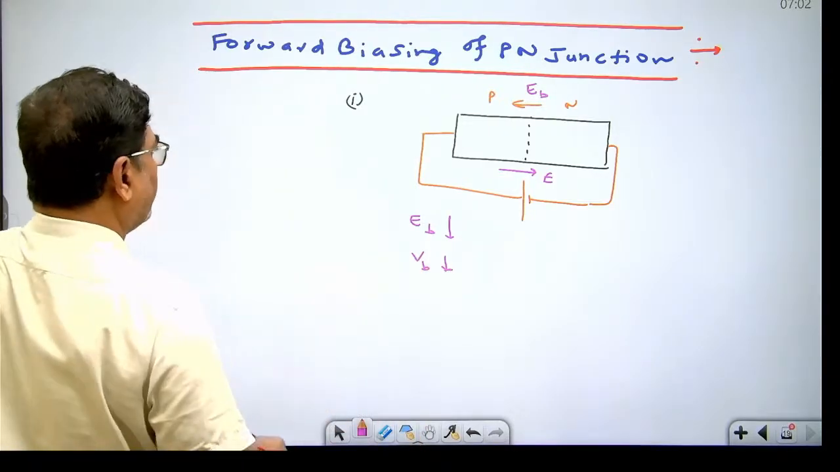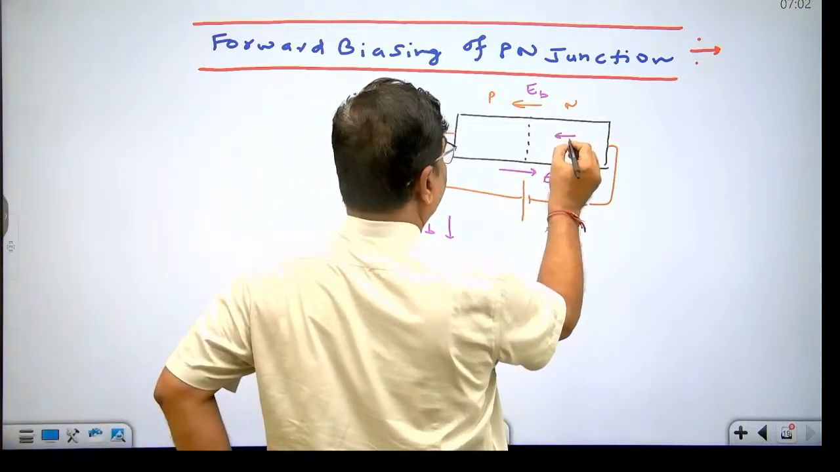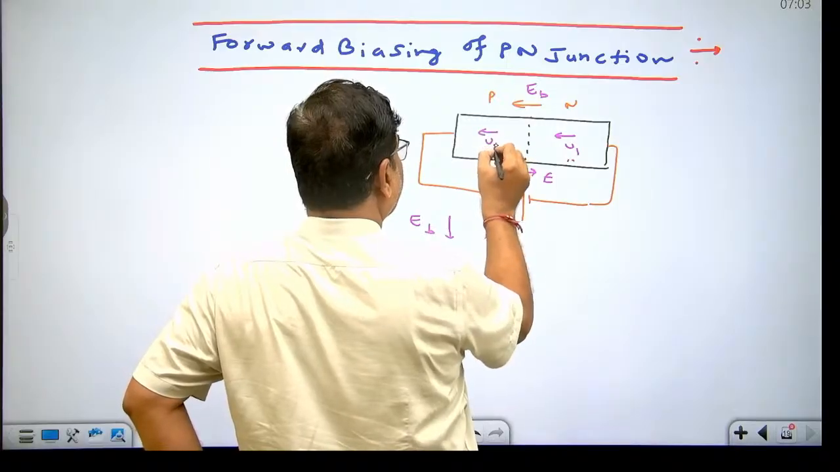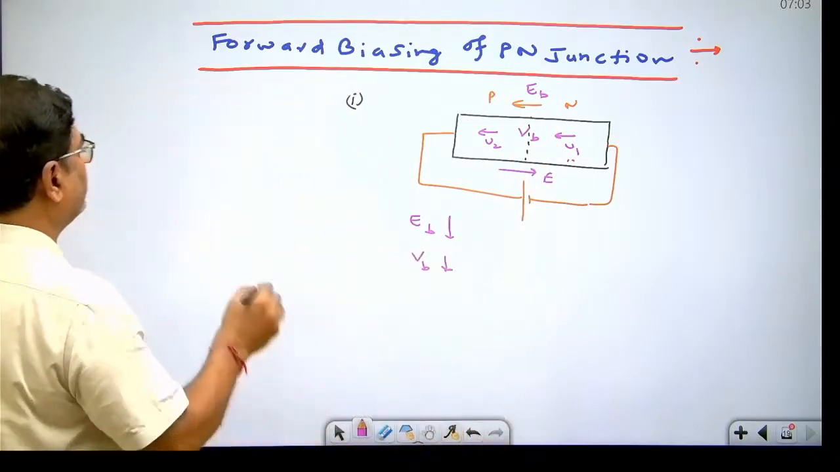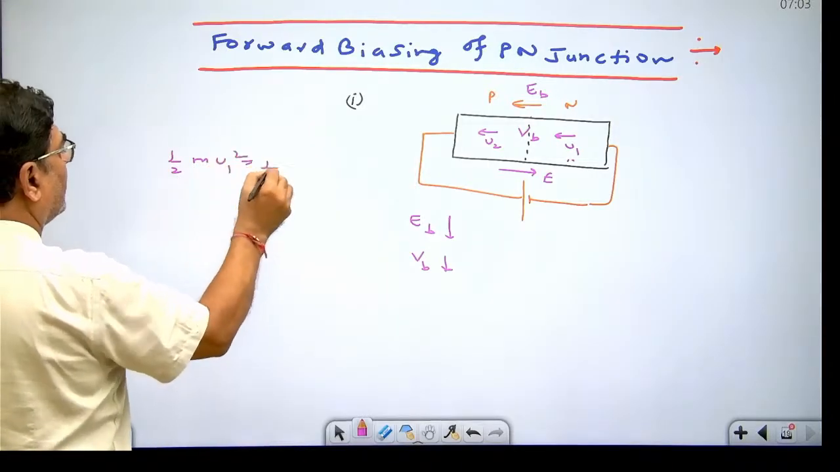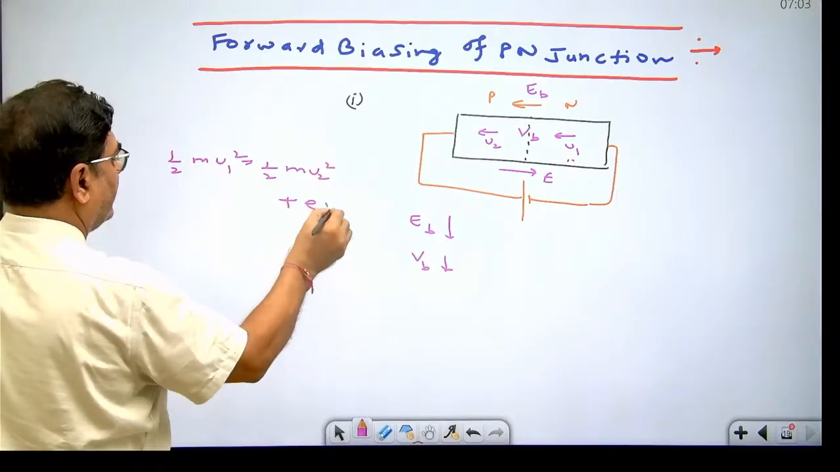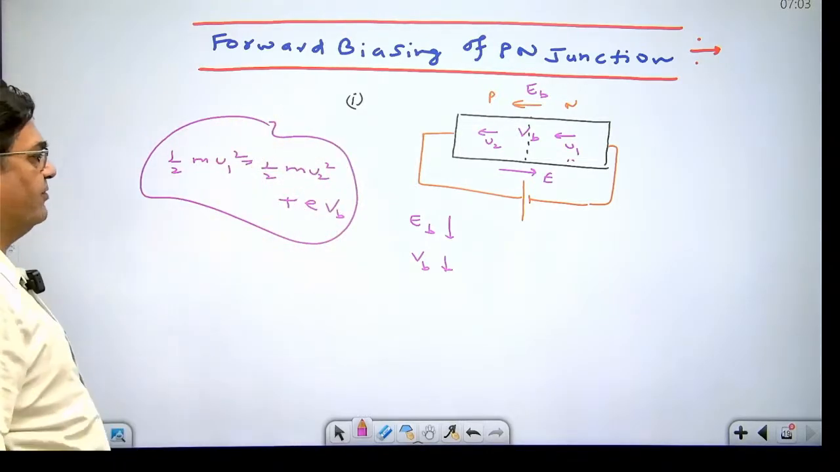There may be some numerical problem in this. Suppose an electron here has velocity v1 and here the electron has velocity v2, and the voltage drop is VB. So what equation will you write? Half m v1 squared equals half m v2 squared plus eVB. This equation you can use from the energy conservation point of view.